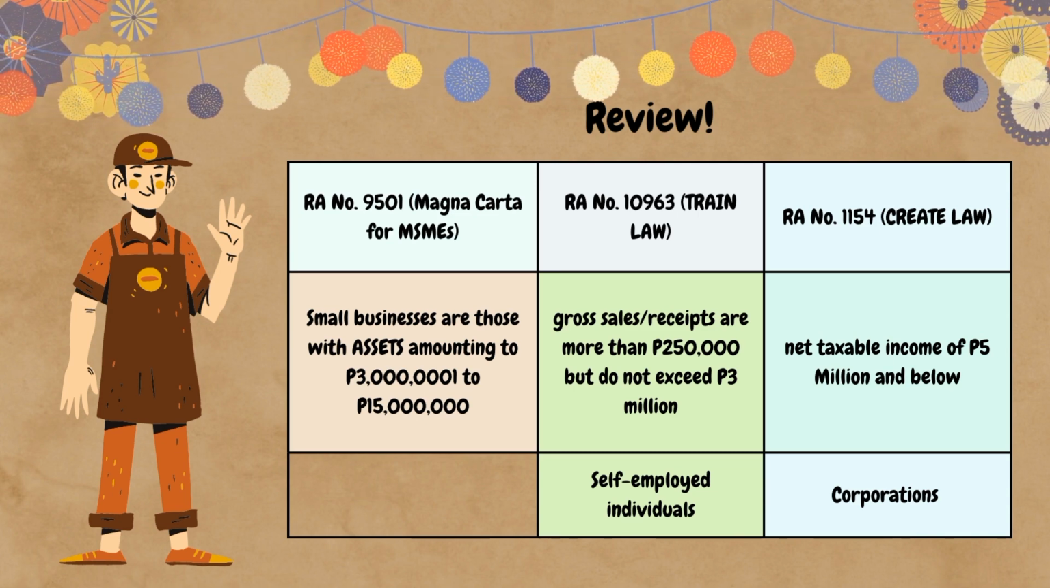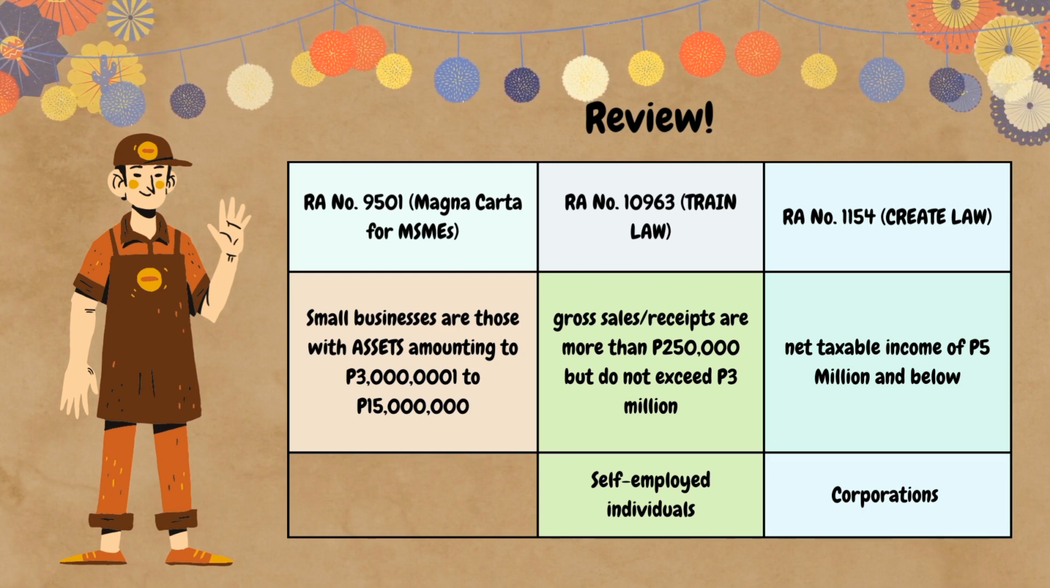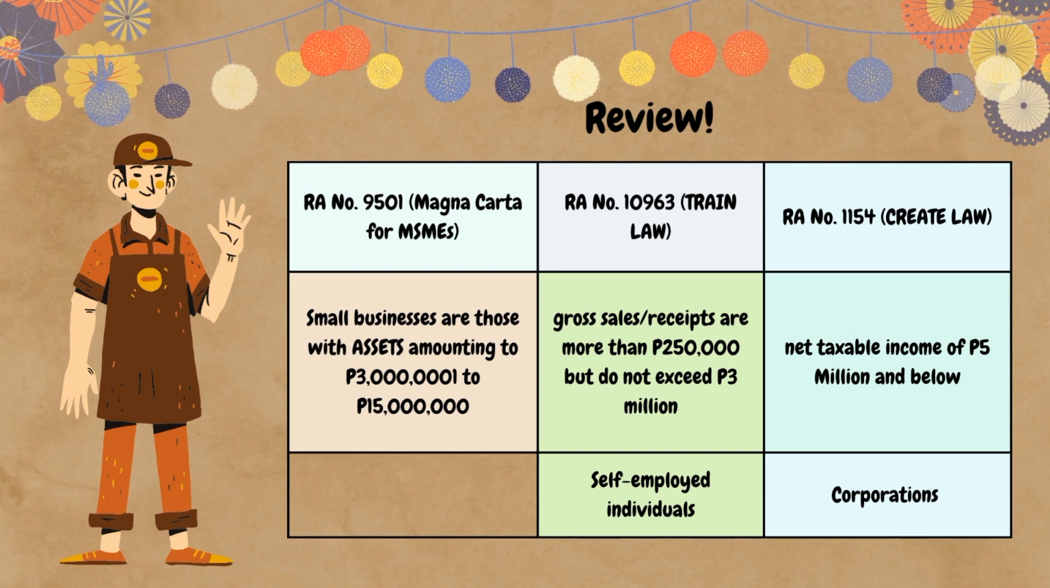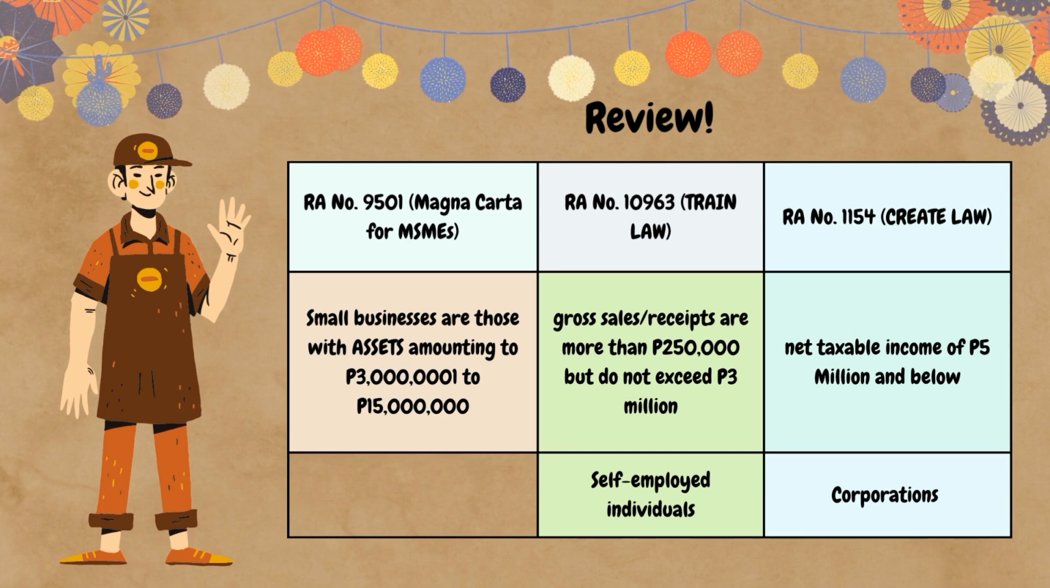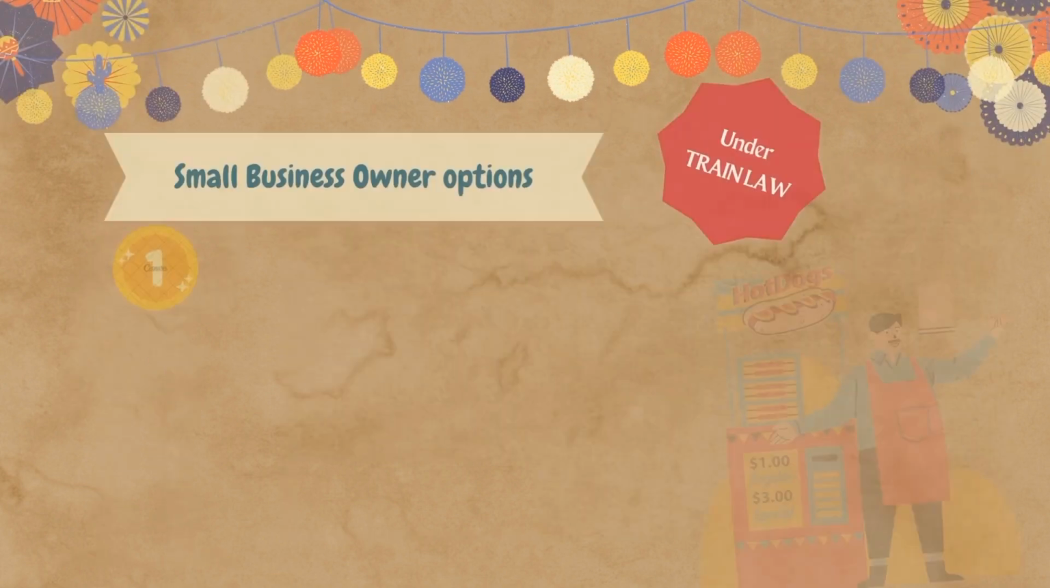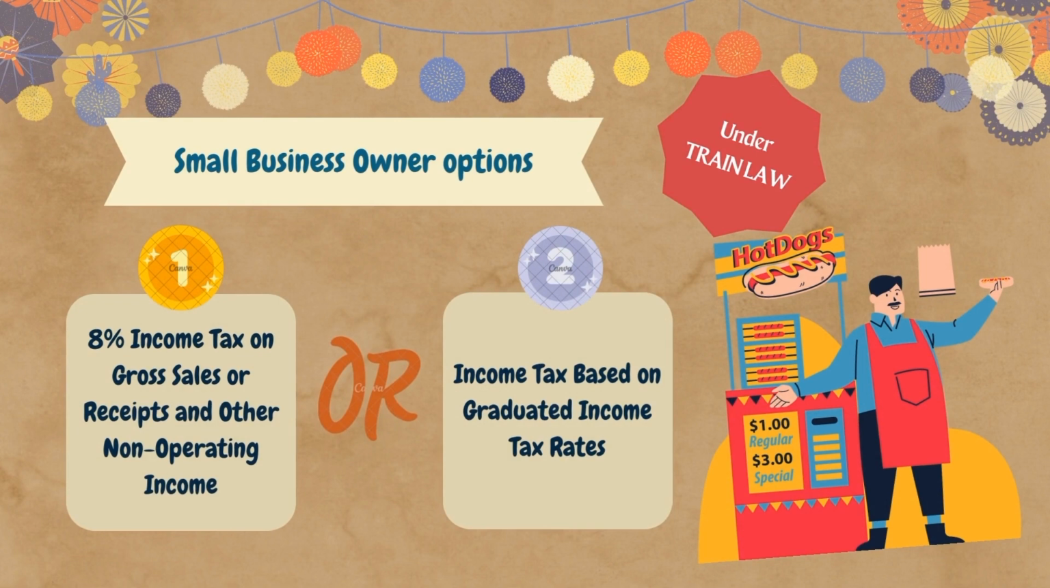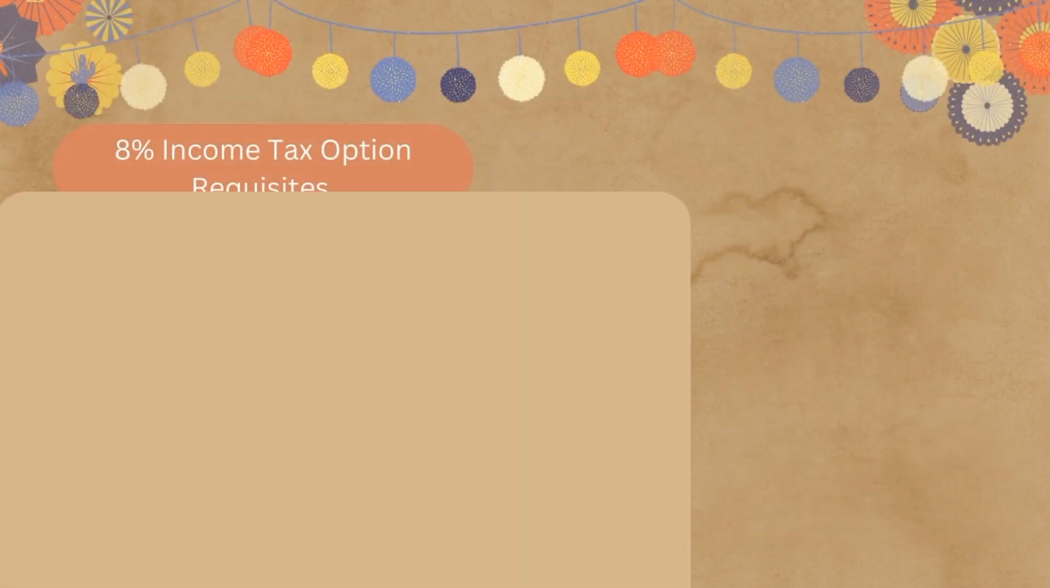Under the TRAIN law, individual taxpayers earning 3 million and below are considered small businesses. And if the total gross sales or receipts of the small business do not exceed the VAT threshold of 3 million, the small business owner may opt to avail either 8% income tax on gross sales or receipts and other non-operating income in lieu of the graduated income tax rates and the percentage tax, or income tax based on graduated income tax rates. Note that to be qualified to avail this first option, the following requisites must be present.